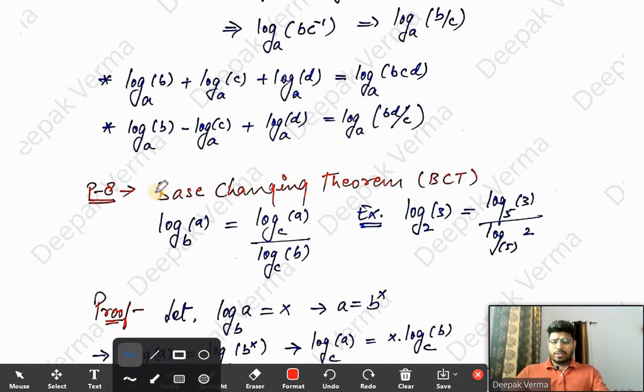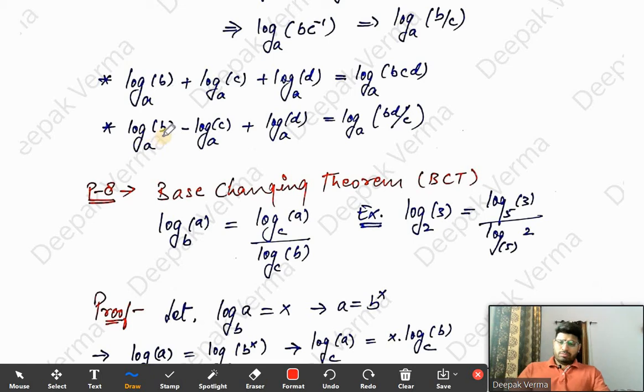Now next one is, if we have something like this, log b minus log c plus log d. First apply the property on log b and log d. This will become log b into d, and we have minus log c here. This will go in the denominator. So we can write log b into d over c.